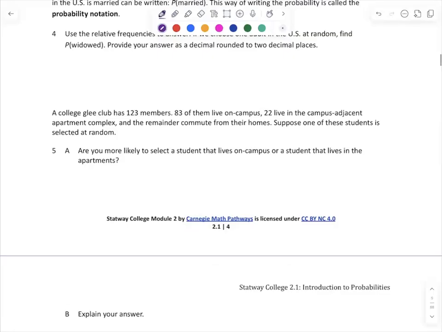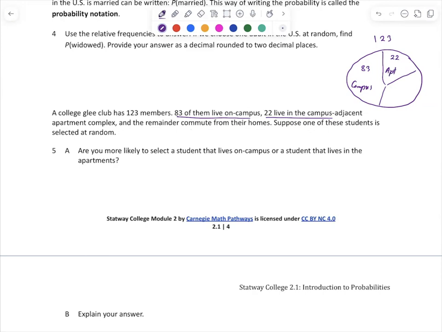A college glee club has 123 members. 83 of them live on campus and 22 live in the campus adjacent apartment complex, and the remainder commute to their homes. So now let us take a look at this question. In this question, we have this population of 123 people. 83 live on campus. 22 live in the campus adjacent apartment complex.